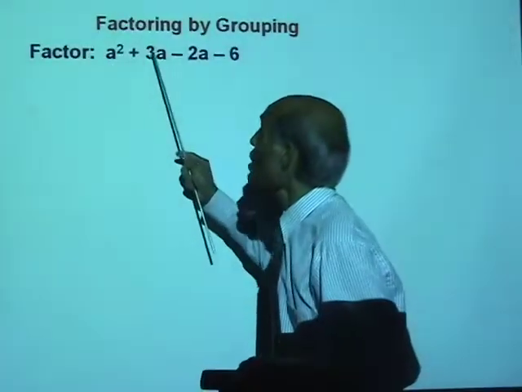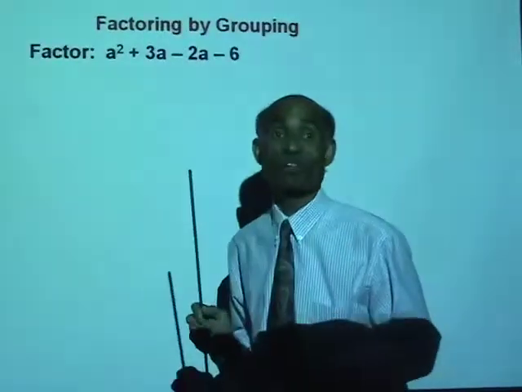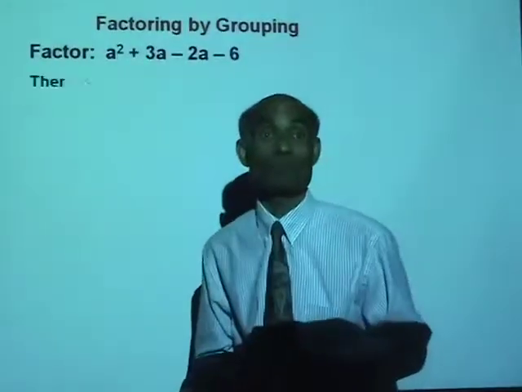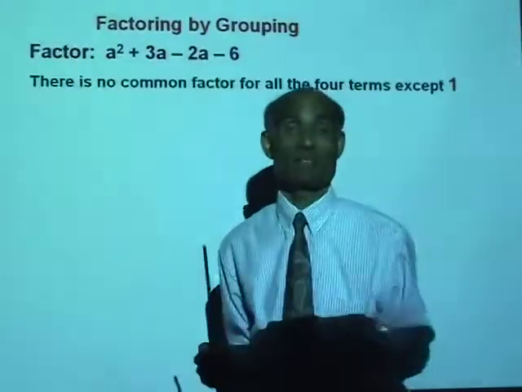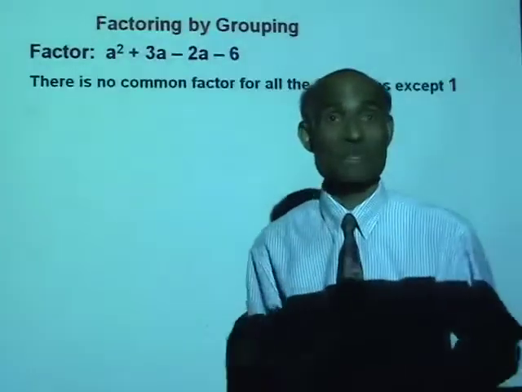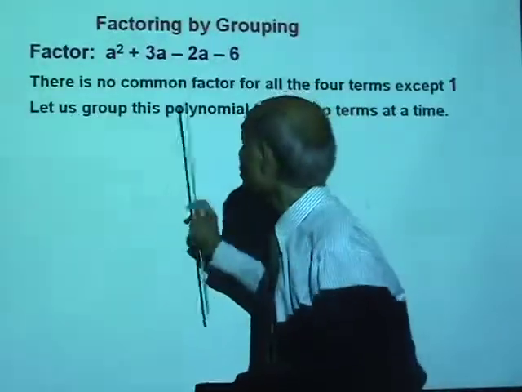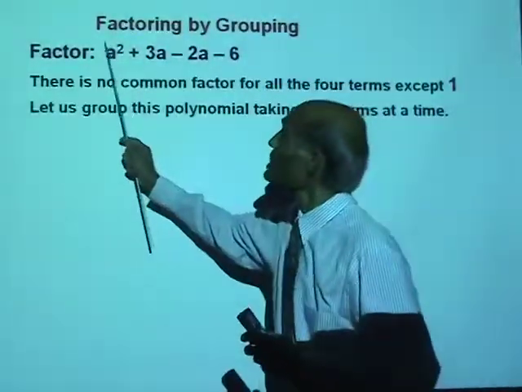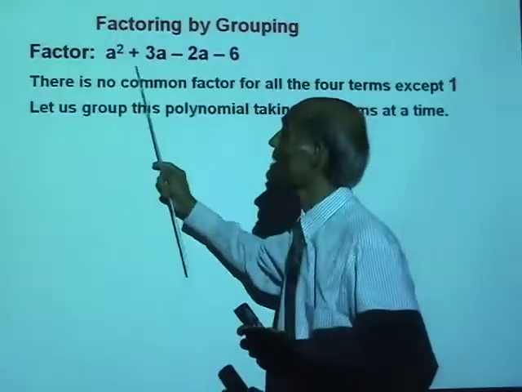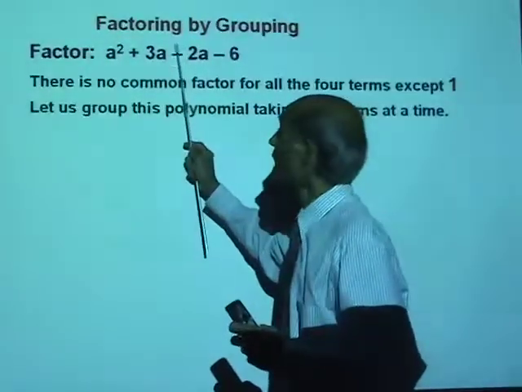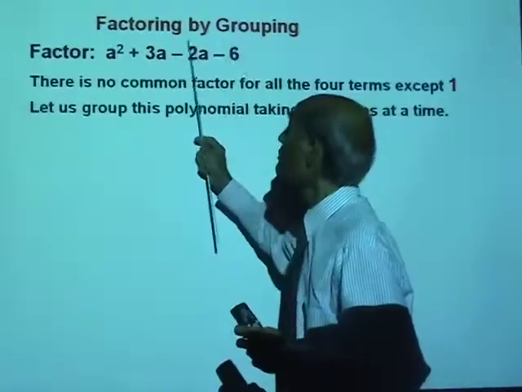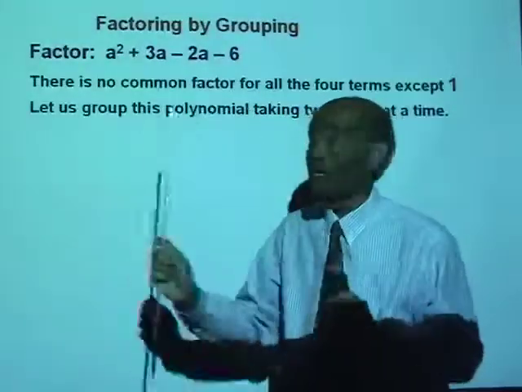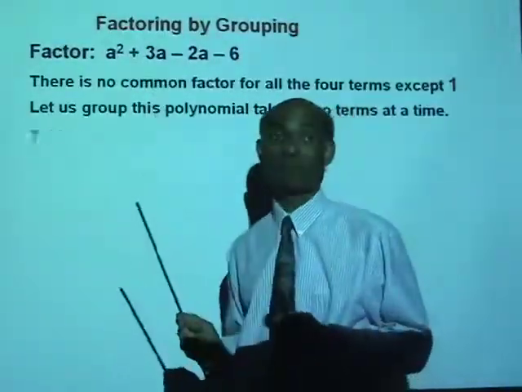Now, is there any common factor in these four terms? There are no common factors in the four terms, except one, which of course is not very useful to us in factoring. Well, let's group this polynomial taking two terms at a time. The first two terms are a squared plus 3a, and minus 2a minus 6 is the last two terms. We are going to group them two terms at a time.